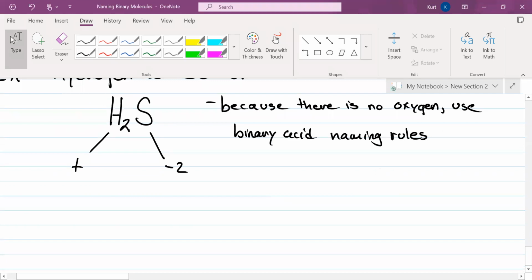So, what is the first thing that we do when we name a binary acid? Hydro. Okay, that's the first rule. What is the second step? Kevin? You use the root of the second element. So what is the root of sulfur?